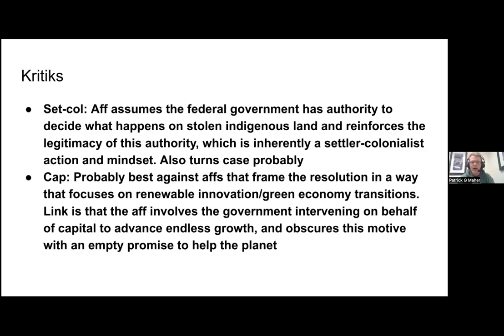On cap, it's probably going to be best against affirmatives that frame the resolution in a way that focuses on renewable innovation and green economy transitions. Again, if you're reading Ks frequently, you know when the links are going to work, and cap debaters and settler colonialism debaters are going to find a way to read their Ks on every topic. But these are going to be the core topic links that you're going to hit all the time.